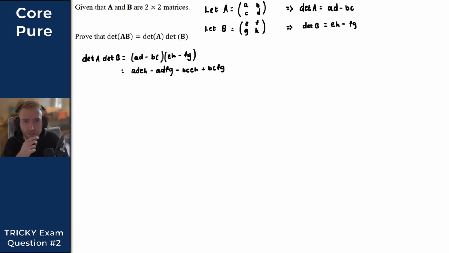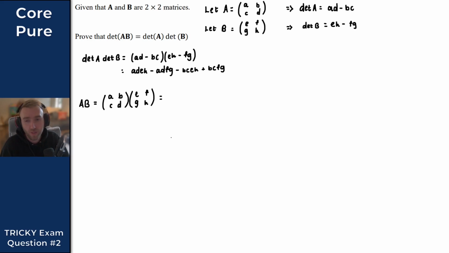So this is what we're aiming for. To begin with, let's find the product AB. We need this matrix AB, which is the product of these two matrices: A, B, C, D times this matrix here, E, F, G, H. Perfect. So what would we get here?